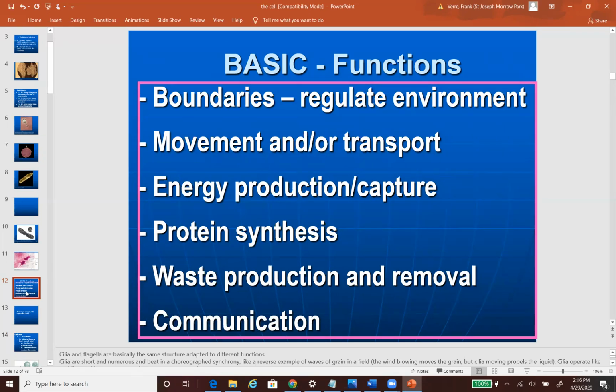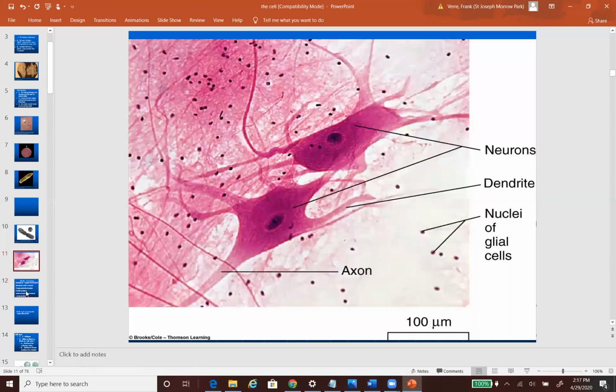You have to be able to make energy. You have to be able to make proteins. That's actually very, very important, the ability to make proteins. So for instance, the red blood cell makes something called hemoglobin, which allows it to carry oxygen, right? Very important function of cells. All cells have to be able to make proteins. They have to be able to get rid of waste, and they have to be able to talk to each other or talk to some other cell.